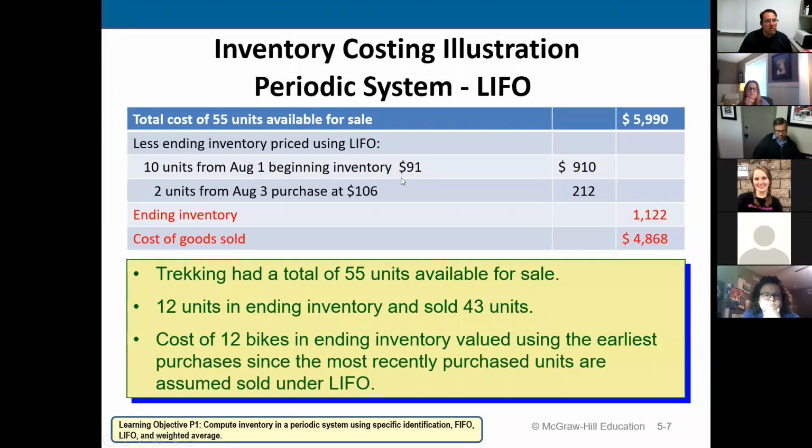So 10 times 91, 2 times 106. My total cost of ending inventory is 1122. Total cost minus ending inventory gives me a cost of goods sold of 48.68. What's nice about these, they seem hard at first, but once you get comfortable with the interrelationship between the numbers, they're not too bad. It just takes a little bit of practice to get comfortable with that.